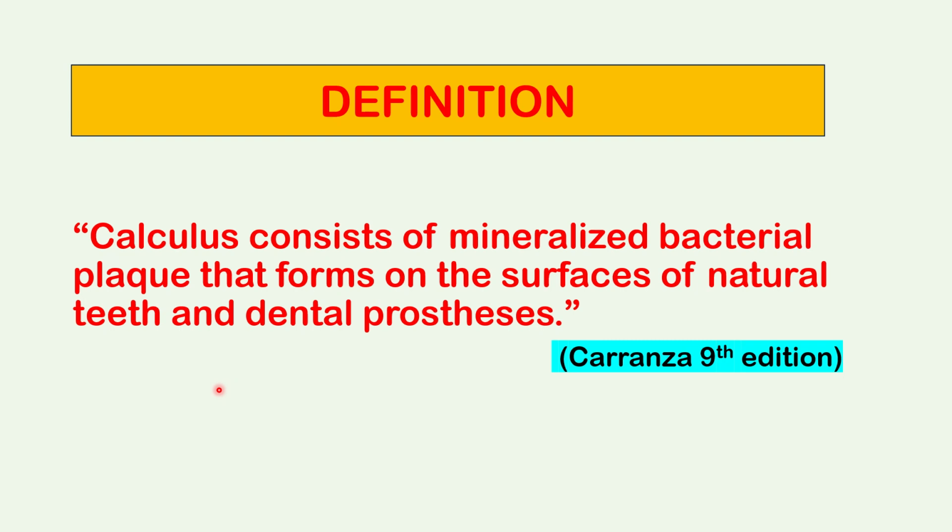So let's start with the definition. Calculus consists of mineralized bacterial plaque that forms on the surfaces of natural teeth and dental prostheses. So in simple terms, we can say that dental calculus is the hardened dental plaque that firmly attaches to the surfaces of teeth or dental prostheses, which can be dentures, crowns, bridges, or implant-supported prostheses, or any kind of orthodontic appliance.